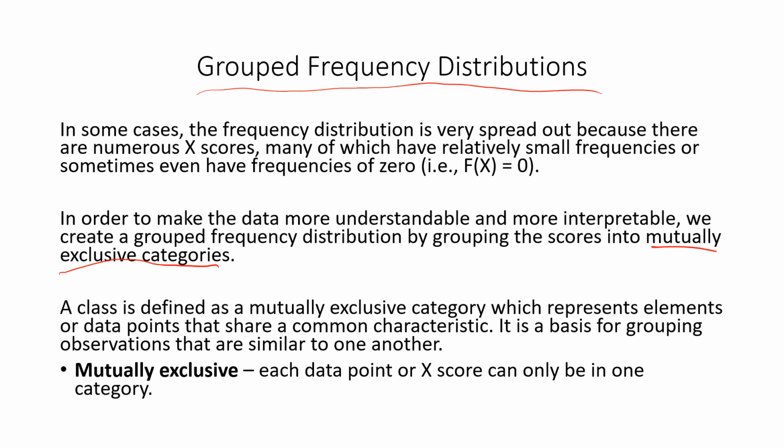So let's say we were looking at exam scores, we might group them together like 91 through 100, 81 through 90, 71 through 80, that type of thing. So we are grouping them in a way where the numbers that are close together are together in a group.